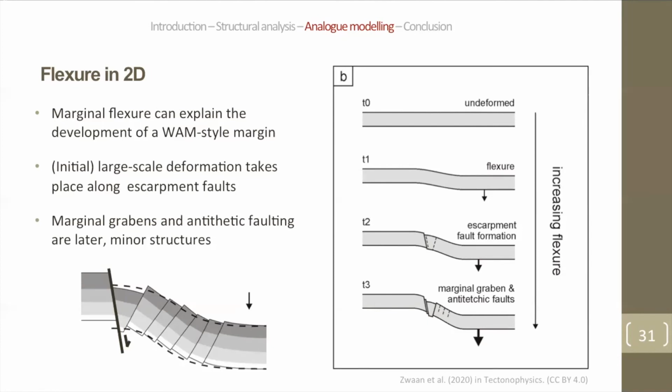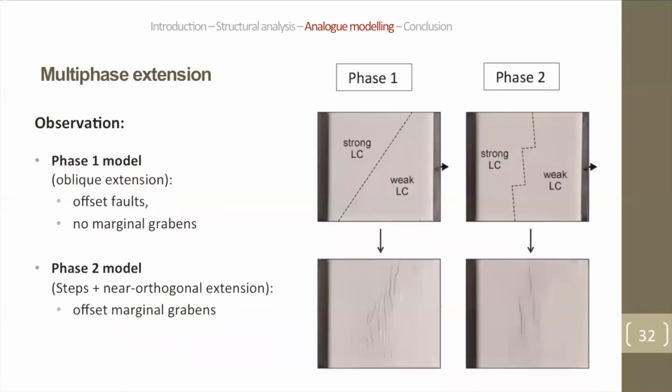So now with these models, we have, at least in 2D, an understanding of how flexure can create the structures typical for the Western Afar Margin, with the escarpment fault developing earlier and the marginal grabens developing later. However, this is only in 2D, and we have seen already from the other data that the evolution of the Western Afar Margin involved 2 phases of extension.